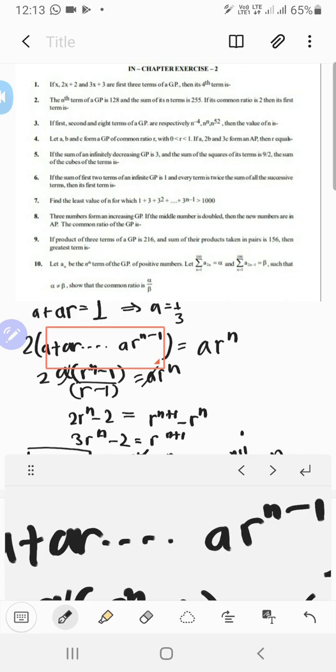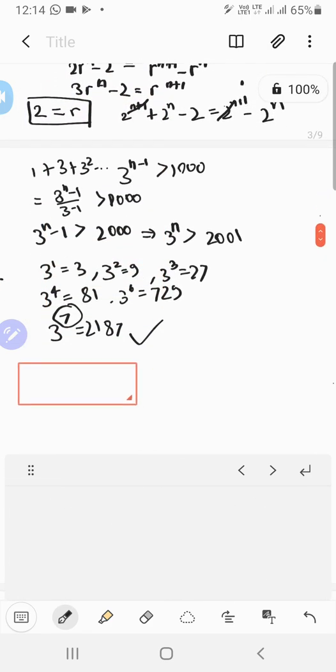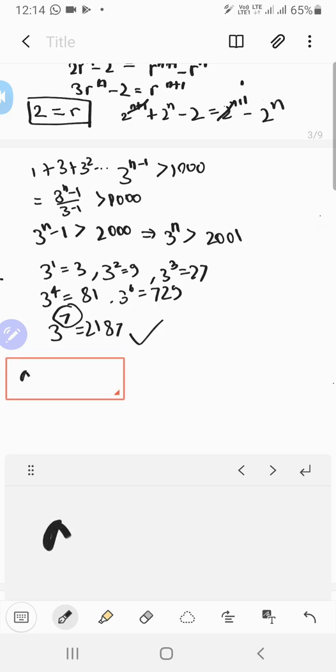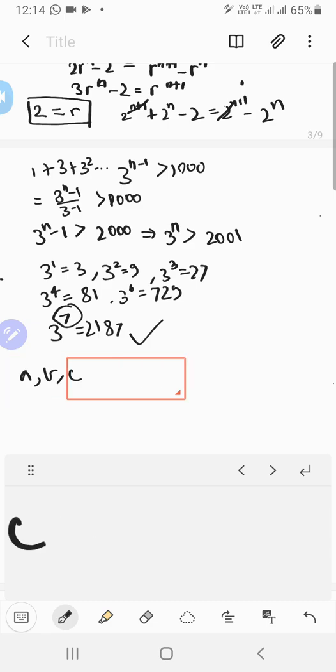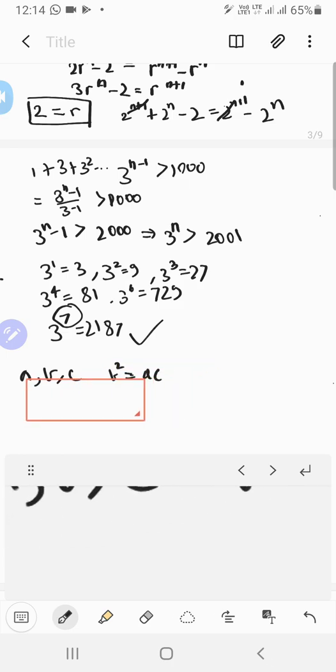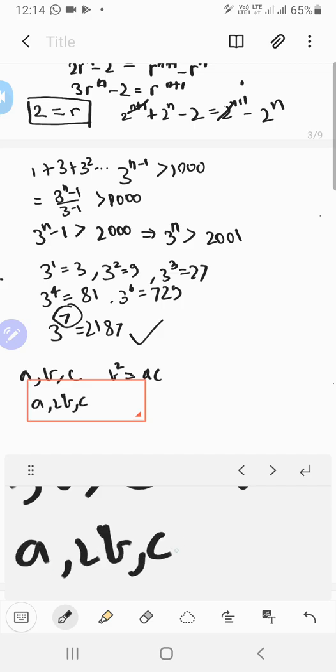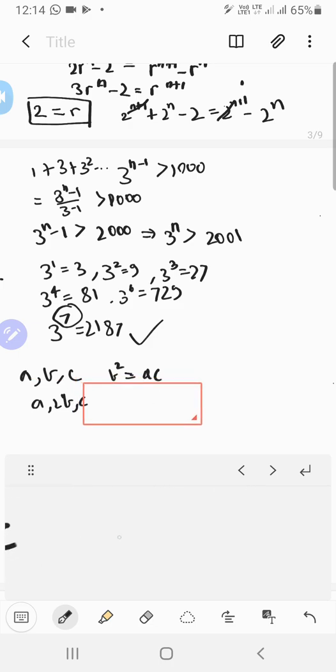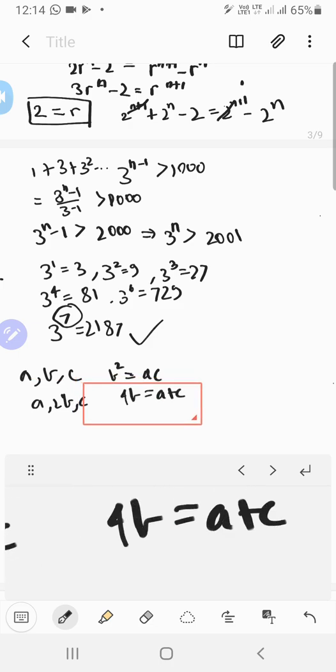Three numbers form an increasing GP. If the middle term is doubled, then the new numbers are in AP. The common ratio of the GP is... Okay, three numbers, say A, B, and C. These form a GP, which means that B squared is equal to AC. Now, if the middle term is doubled, which means that you have 2B, then A, 2B and C form an AP, which means that 4B is equal to A plus C.